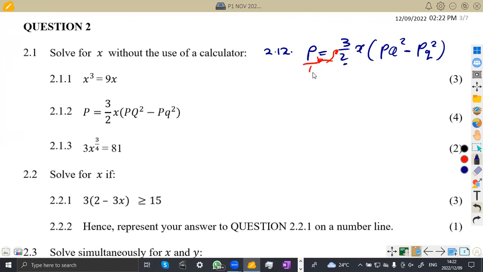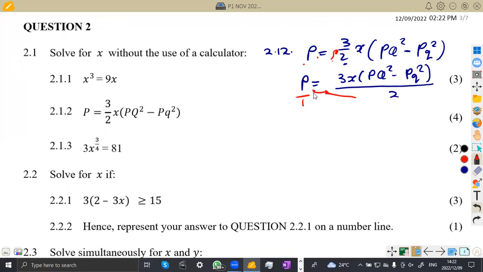All right, this expression, guys, is the same. Let me not rush here. Let me show you something. This statement is the same as writing P is equal to 3x into PQ squared minus PQ squared, like this, everything over 2. That is what it actually means. So you can use this simpler version if you do not understand what it means.